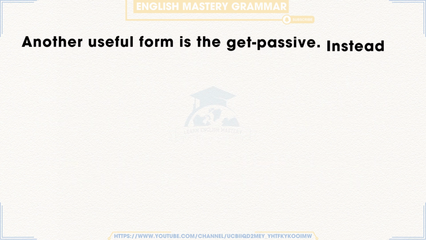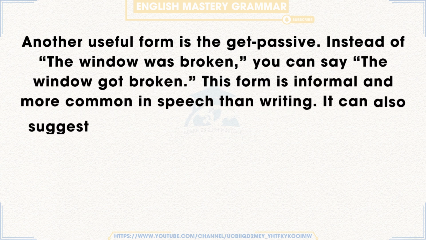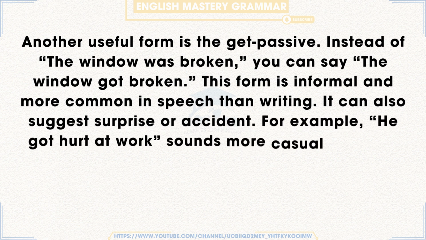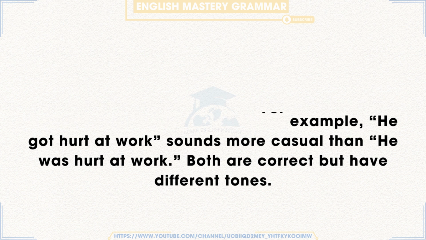Another useful form is the get passive. Instead of the window was broken, you can say the window got broken. This form is informal and more common in speech than writing. It can also suggest surprise or accident. For example, he got hurt at work sounds more casual than he was hurt at work. Both are correct but have different tones.